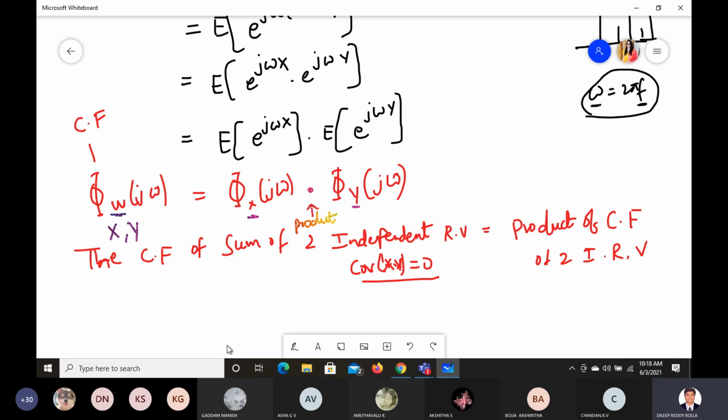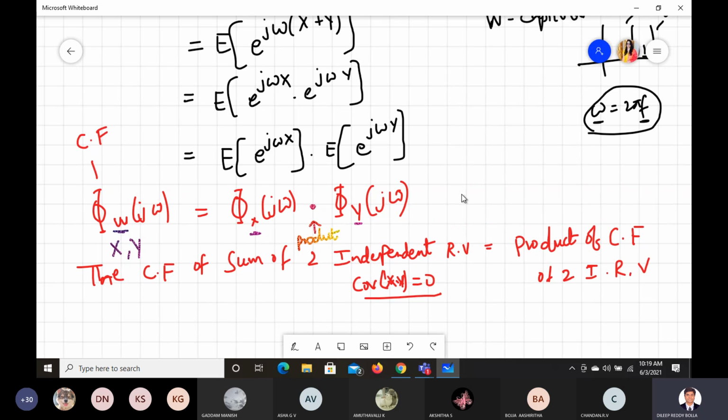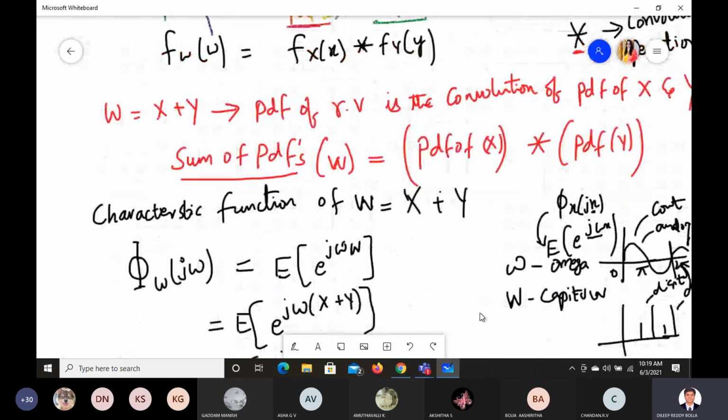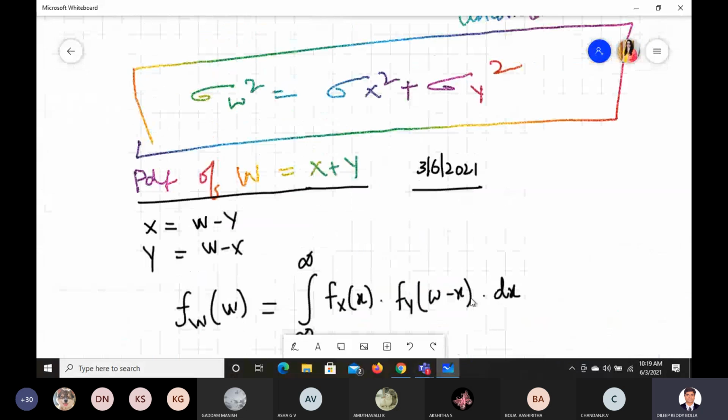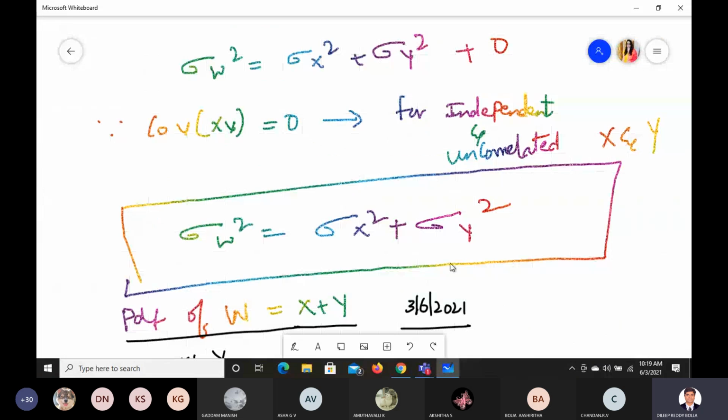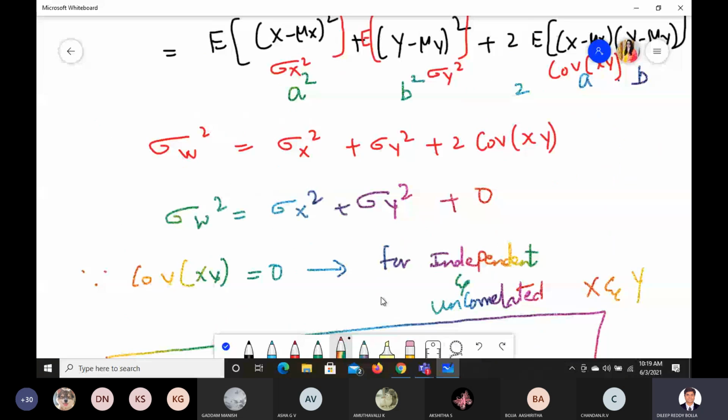Now, where to use this? Till now, this much we studied about the sum of two independent random variables. This much we have understood. Where to use this, sir? Any one of you? Where can we use this topic? What is the essence behind it, the application behind it? Any one of you?